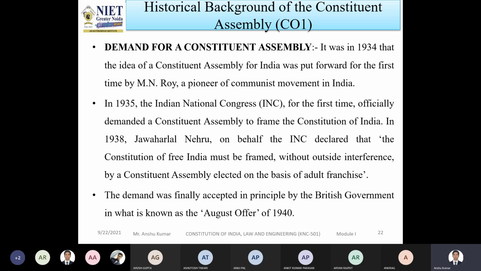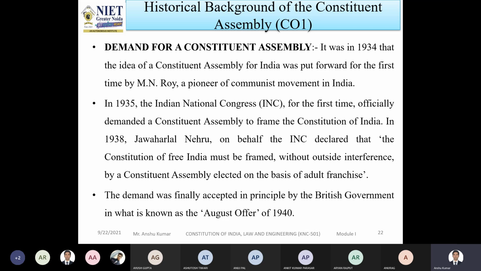The demand was finally accepted in principle by the British government in what is known as the August Offer of 1940. So always remember, if questions come in this form, explain August Offer. What is the meaning of August Offer?